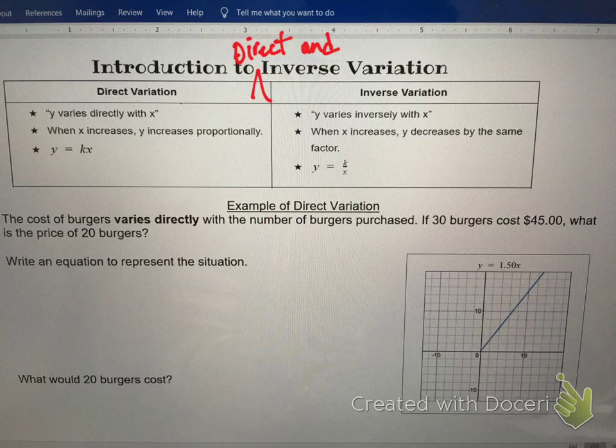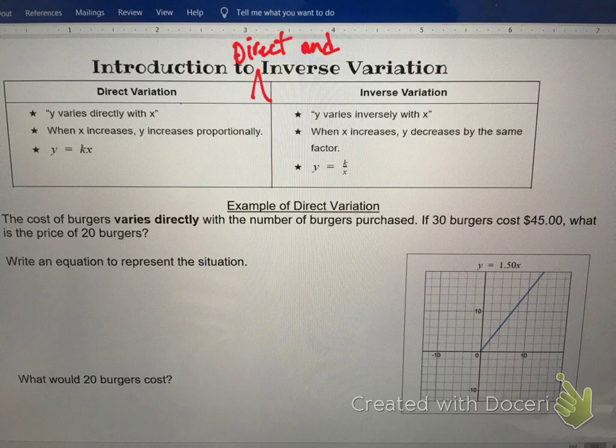Now, basically, for direct variation, y varies directly with x. So when x increases, y increases by the same factor. If x is increasing by a factor of 2, y is also increasing by a factor of 2. If x is decreasing by a factor of 2, y is also decreasing by a factor of 2. So the variation is direct.